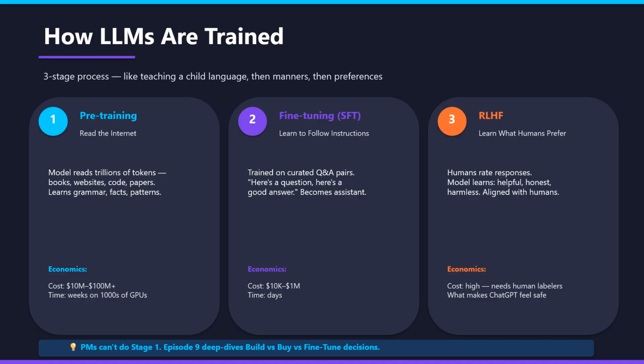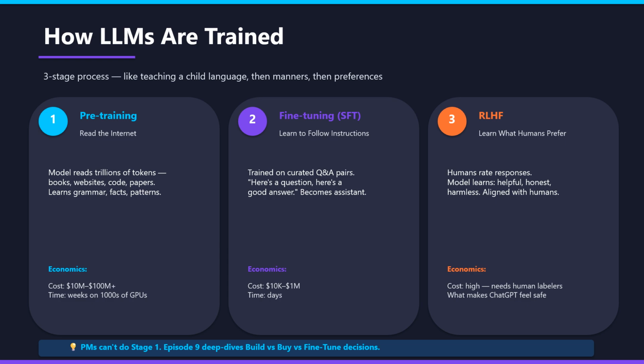The model learns from those outputs. Be helpful, be honest, be harmless. This is what makes ChatGPT feel safe and aligned. It's expensive, but it needs human labelers. Okay, so why does this matter for PMs?